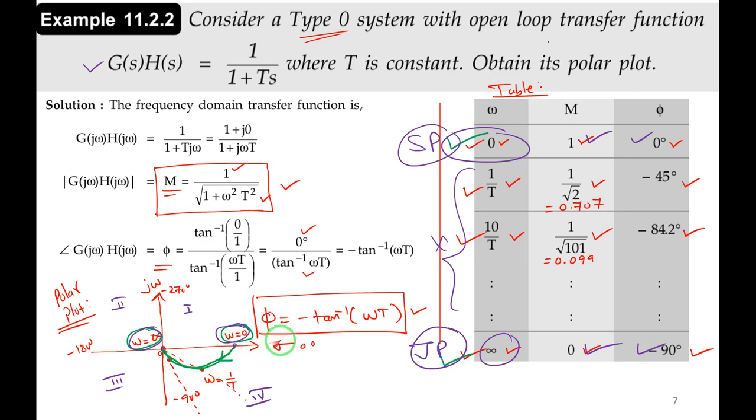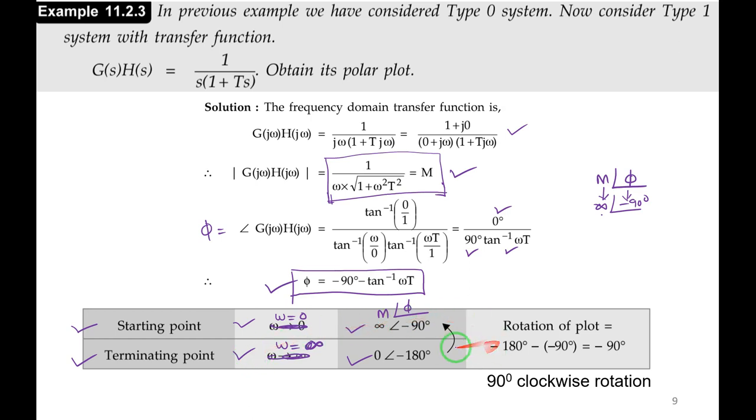How to find out that rotation of plot, we'll see. You can observe here how to find out rotation of plot. Always you subtract the phase angle of the starting point from the terminating point. Terminating point is minus 180 degree, starting point is minus 90. So always you subtract like this. Rotation of plot is equal to minus 180 degree, the phase angle contributed by the terminating point, minus of minus 90. So I am getting minus 90 degree.